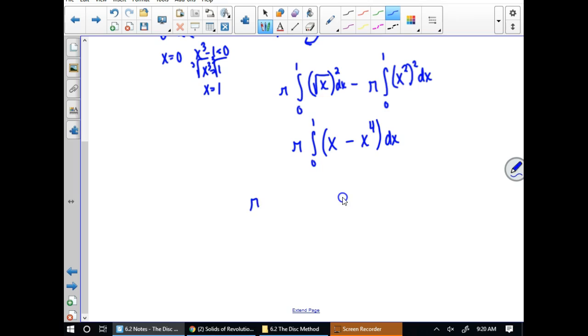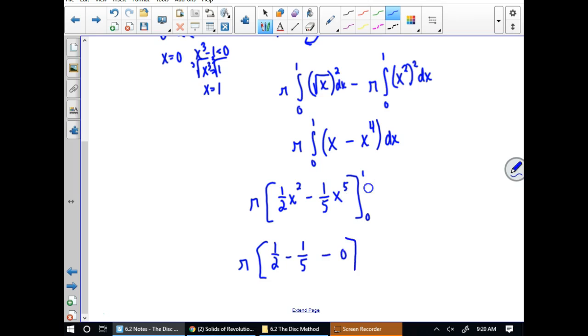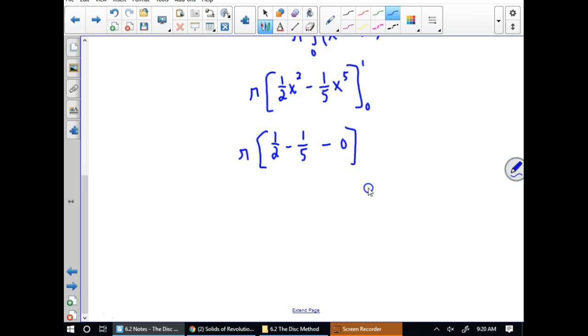So for this, we're just going to integrate. The pi will stay out here. We will have 1/2 x squared minus 1/5 x to the 5th, and we evaluate that from 0 to 1. This isn't too bad. We'll have 1/2 times 1 squared minus 1/5 times 1 to the 5th. And then we'll subtract, plugging in 0, we'll just get 0 there. So 1/2 minus 1/5, that's going to be 5 over 10 minus 2 over 10. So we will get 3 pi over 10 for our volume here.